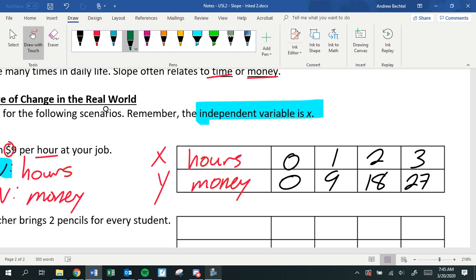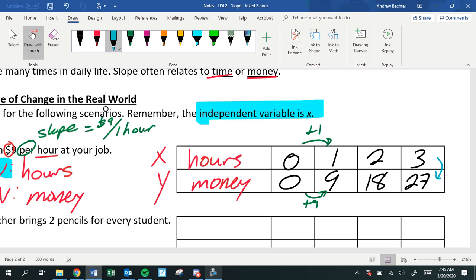The word per tells us the slope when we read word problems. So we can already see that the slope is $9 over 1 hour. We can see that from the table here. We can see that the money goes up by 9, that's like our y, while the hours goes up by 1. This relationship is also proportional. We can see that if we use that slope and we take our input and we multiply it by 9, we get the output.